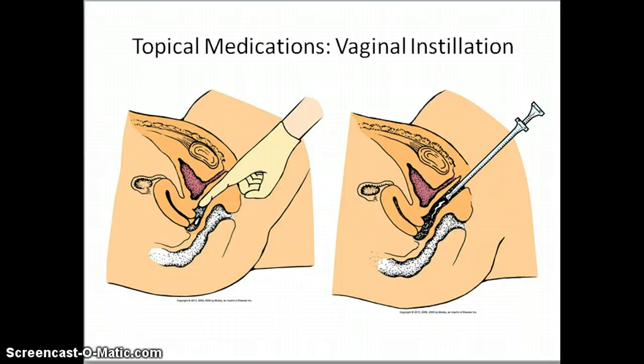Solid oval suppositories are individually wrapped in foil wrappers and usually stored in the refrigerator because they will melt at room or body temperature. After the vaginal suppository is inserted, the body temperature then would cause it to be absorbed and distributed as needed. As we look at the picture on page 598, it gives you the procedure for doing that, and the foam, jelly, or creams are administered with an applicator.